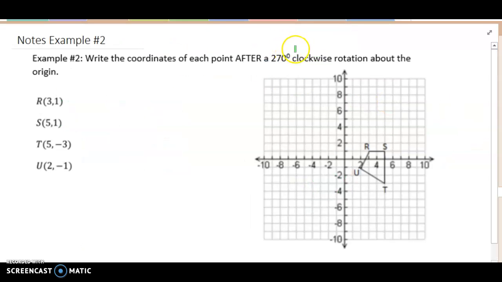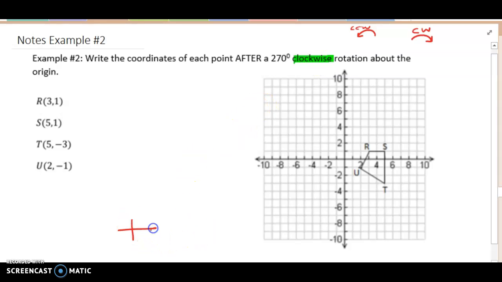All right, guys, example 2 is a little different than anything we've done because here it says write the point coordinates after we go 270 degrees clockwise. Everything we've done so far and all of our rules are going counterclockwise. Now we're going clockwise. This is clockwise, this is counterclockwise. We don't have a rule that says 270 degrees clockwise, but I'll show you how.